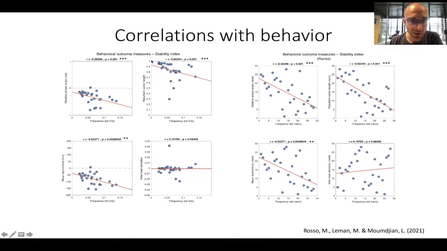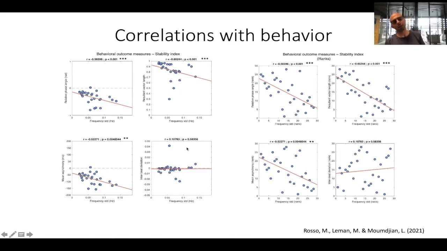Concerning the consistency, quantified by means of the resultant vector length of the relative phase time series, the phase difference between the tapping and the metronome onsets, you can see the same pattern. We have, in the three cases, very significant but moderate negative correlations between the behavioral outcome measures and the stability index, meaning, again, broader fluctuations, more instability, less consistency in the behavior, and less accuracy.